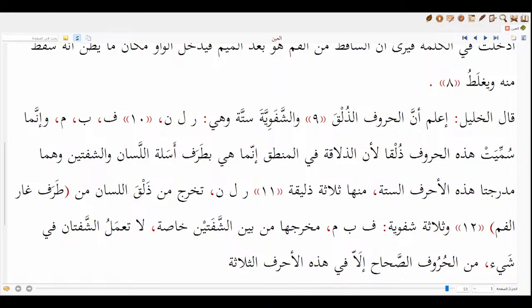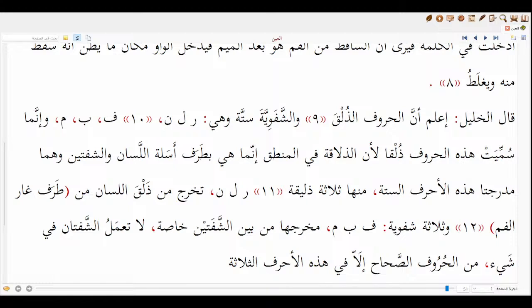وإنما سميت هذه الحروف ذلقا لأن الذلاقة في المنطق إنما هي بطرف أسلة اللسان. And these letters are called dhulq because the sharpness in speaking happens by way of the tip of the tongue and the lips.